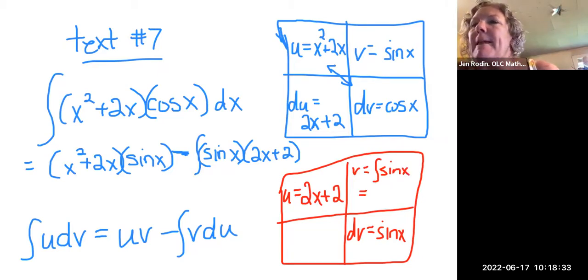Or the antiderivative of sine of x, negative cos.